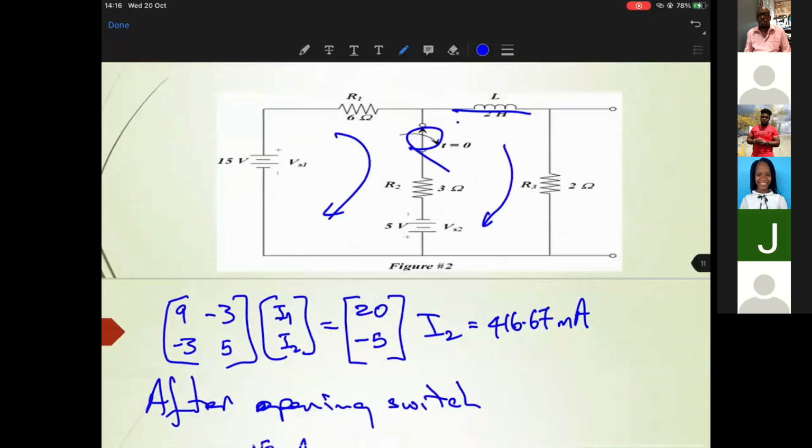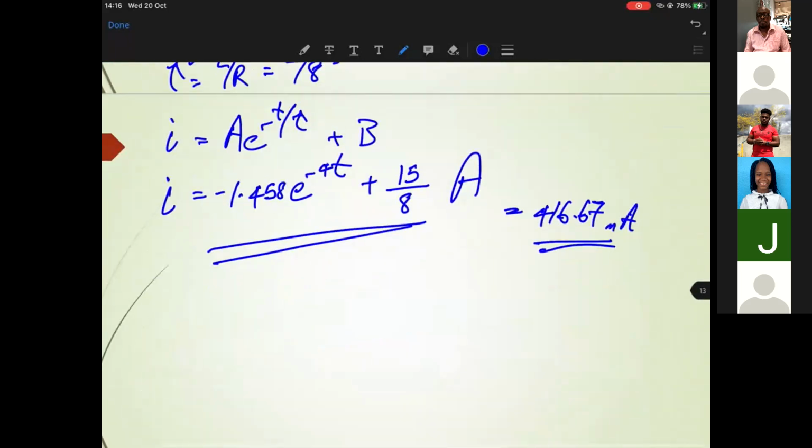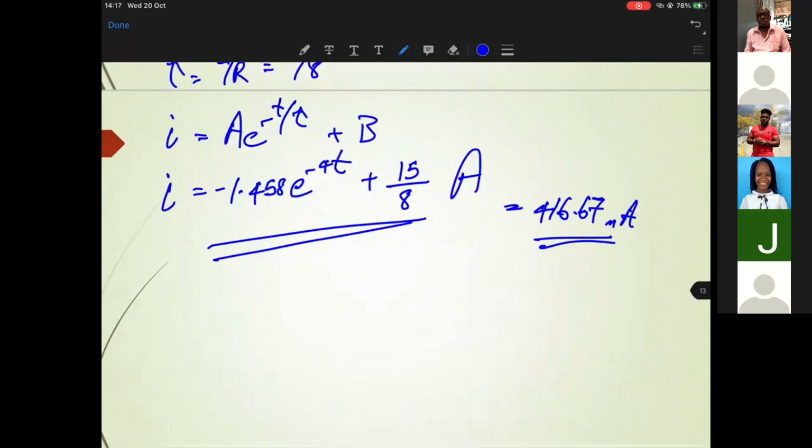When I open the switch, after a long time, which means that T is at infinity, all of that would be 0. So I would be equal to 15/8. Bother with me? So you know that your answer is correct.